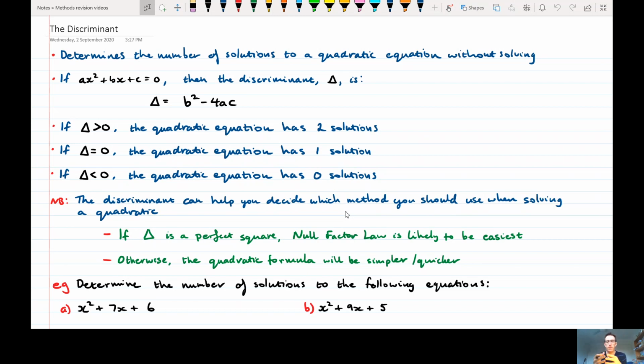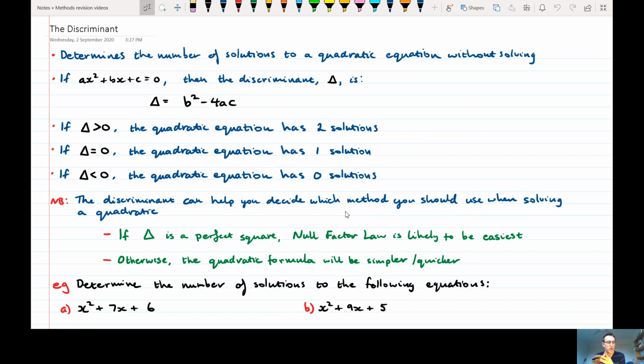The discriminant determines the number of solutions to a quadratic equation without having to solve. And that's really useful, particularly in an exam, when you don't know if you can solve a quadratic, or you're sitting there staring at it, trying to solve it, and it turns out there are no solutions at all. So it's really useful to know how many solutions you should get before you start, which will enable you to save some time and do some checks to make sure you're doing things right.